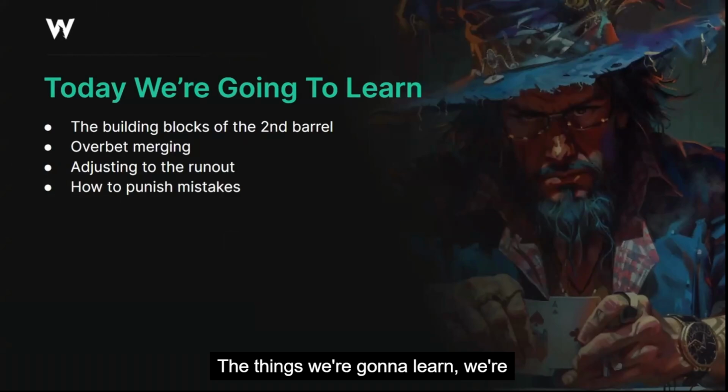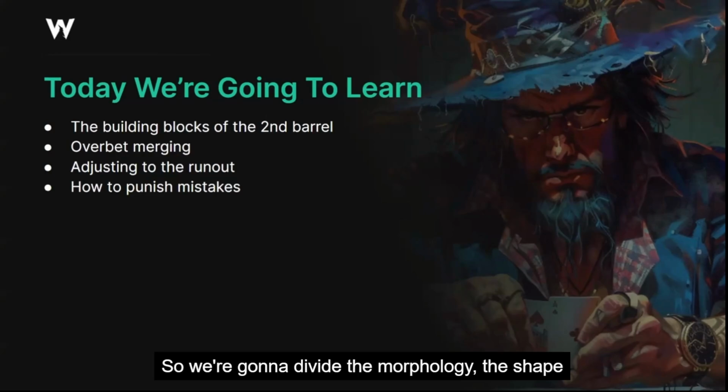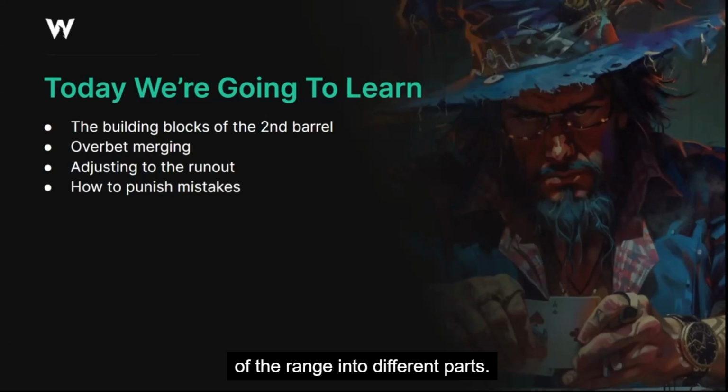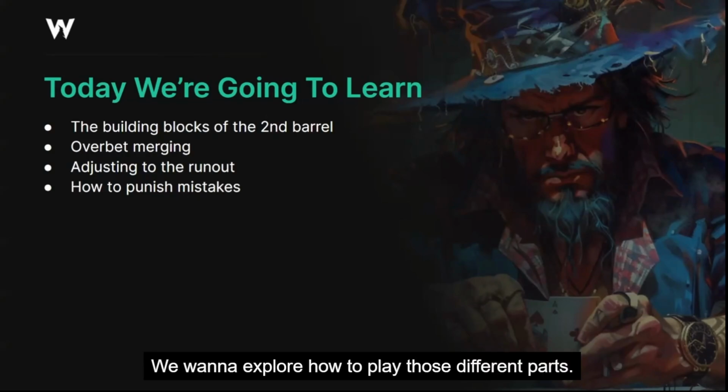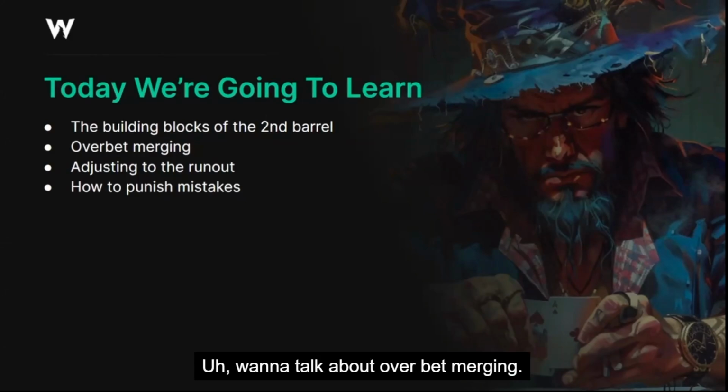The things we're going to learn, we're going to structure in a few blocks. We're going to talk about the building blocks of the second barrel. So we're going to divide the morphology, the shape of the range, into different parts. We're going to explore how to play those different parts. We're going to talk about overbet merging.